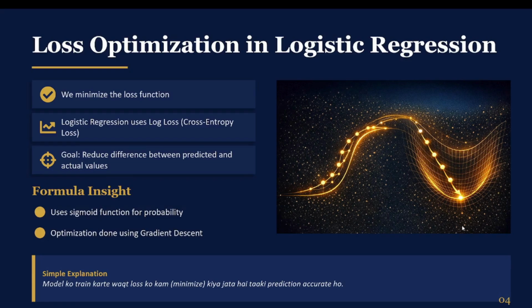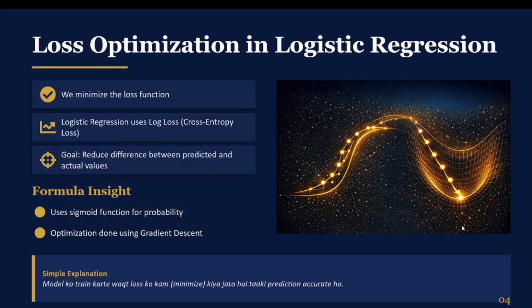The goal of training the logistic regression model is to find the optimal set of weights, the parameters of the model, such that the total log loss across all training examples is as small as possible. This process of finding those optimal weights is done using an algorithm called gradient descent. Gradient descent works by calculating the gradient, or the slope, of the loss function with respect to each weight and then updating the weights in the direction that reduces the loss. This process is repeated iteratively, step by step, until the loss converges to its minimum value.